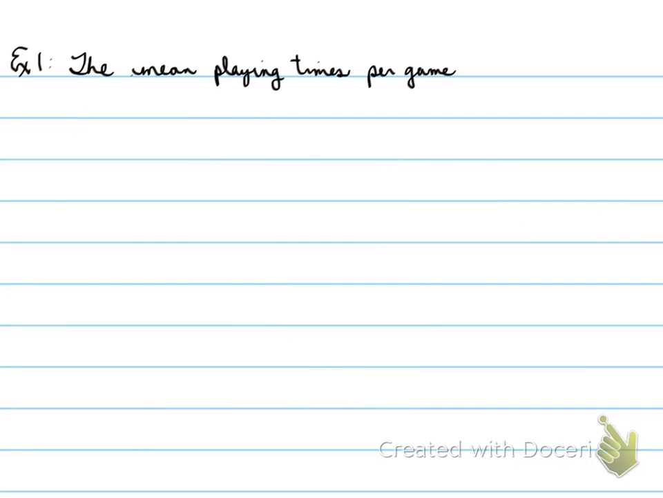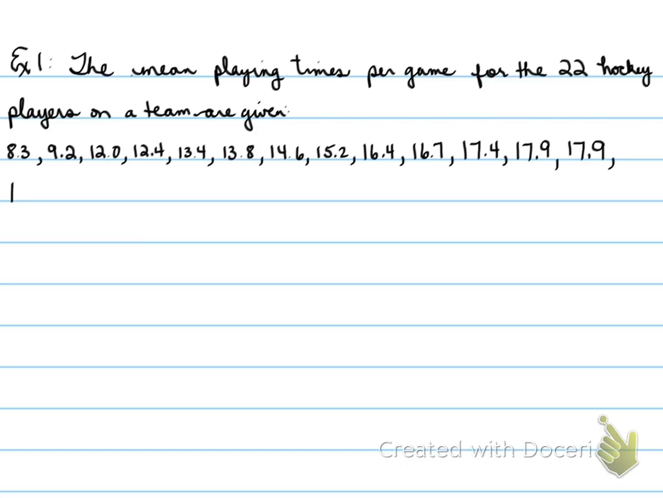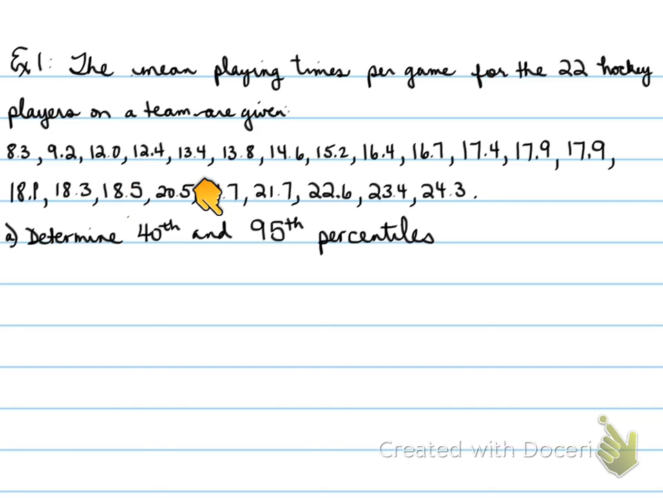Example 1. The mean playing times per game for 22 hockey players on a game are given. So these are the average playing times for each hockey player on a specific team. And what we're to do with this is to gather some information from here. We're to determine the 40th and 95th percentiles.